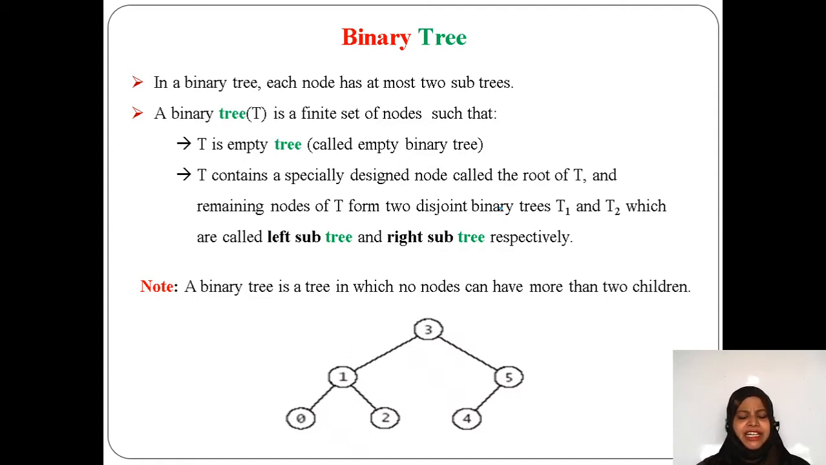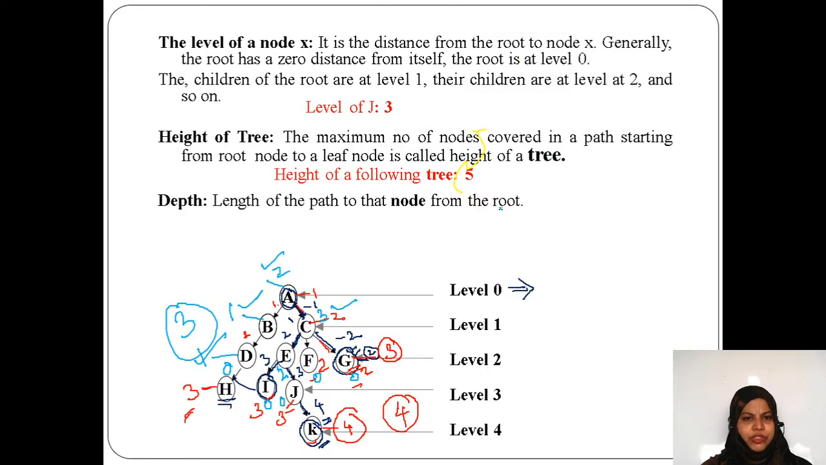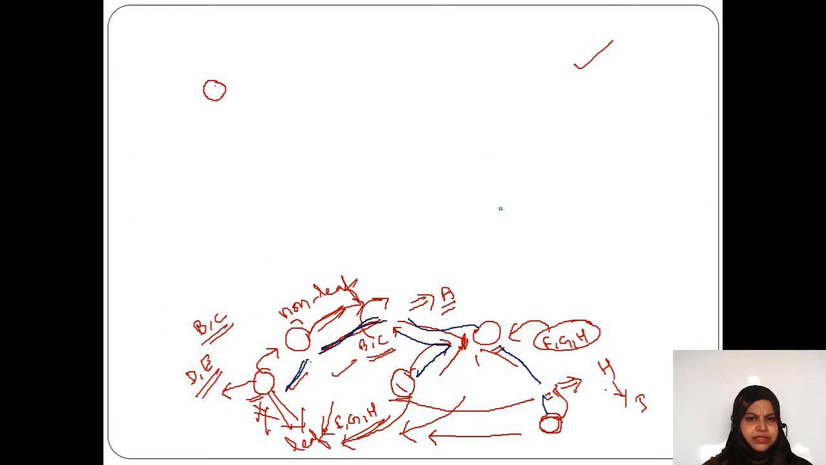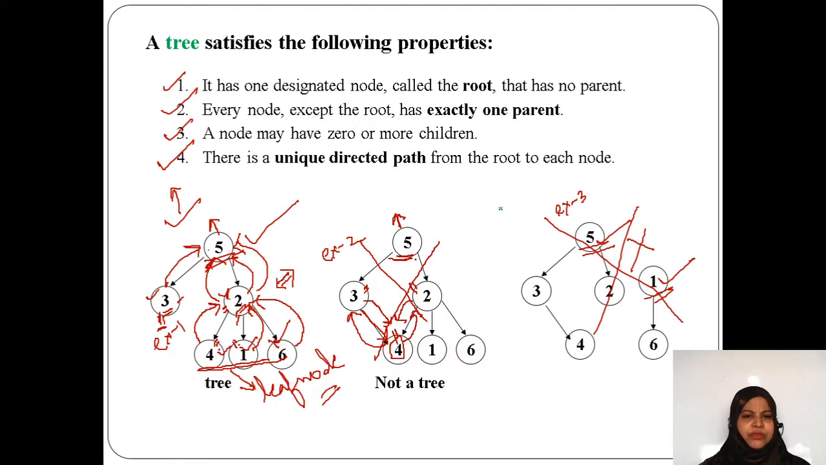A binary tree is also a tree. It should also satisfy all the properties of a tree. What are the properties of the tree? Already we discussed these 4 properties. See, it has only one designated node, that is the root node. Every node except the root node has exactly one parent. A node may have 0 or more children. There is a unique path from the root to any node. These 4 properties should be followed by the binary tree also.